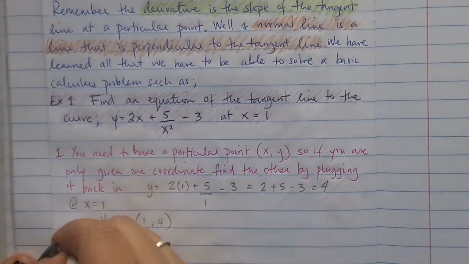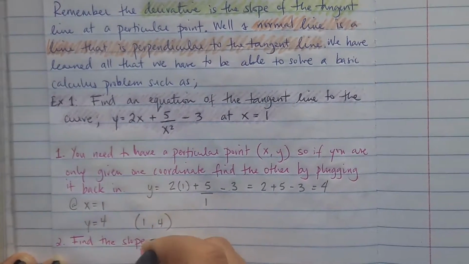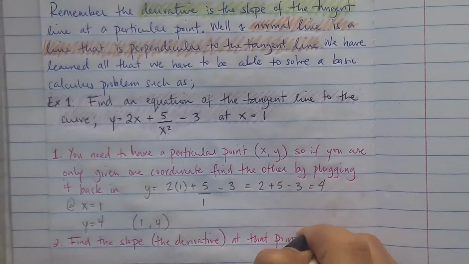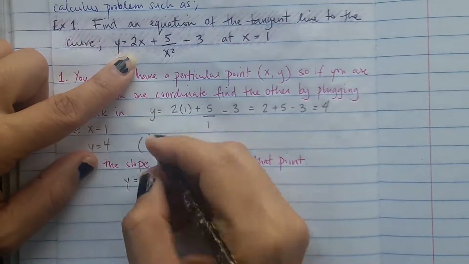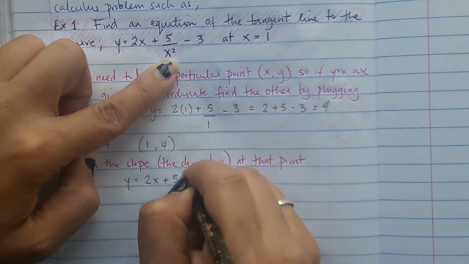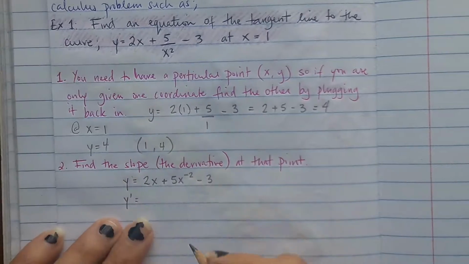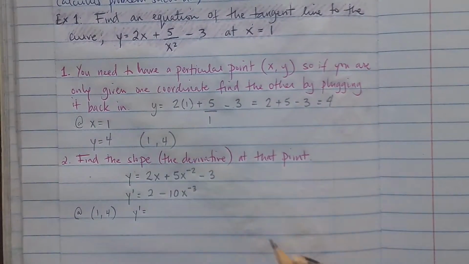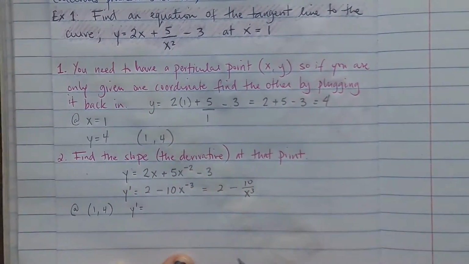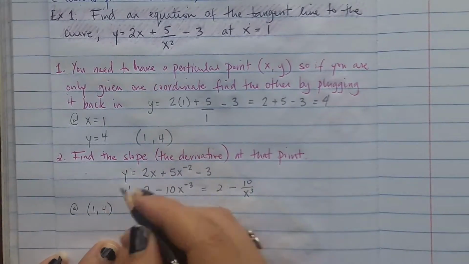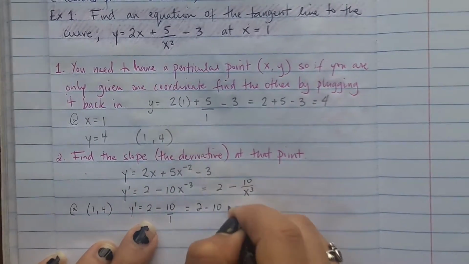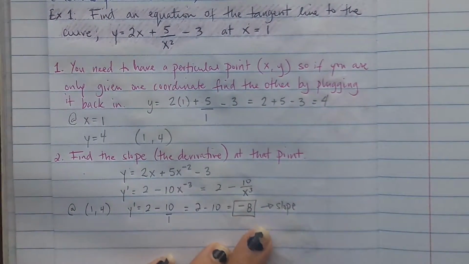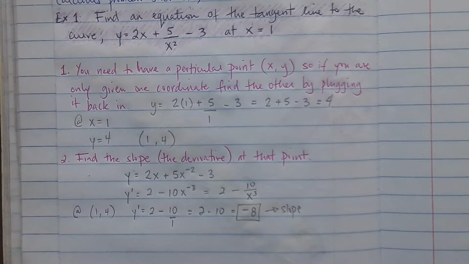Alright, the second step is to find the slope, which remember the slope is what? The derivative at that point. So you start off with the equation, and I'm just going to write that x squared as x to the negative 2, so I can take the derivative, and that's going to give me 2 minus x to the negative 3 because I subtract 1 from the top, which is going to give me 2 minus 10 over x to the positive 3. Now plug in that point, you're going to get 2 minus 10 over 1 cubed, which is 1, which is equal to 2 minus 10, which is equal to negative 8. And that's your slope m.